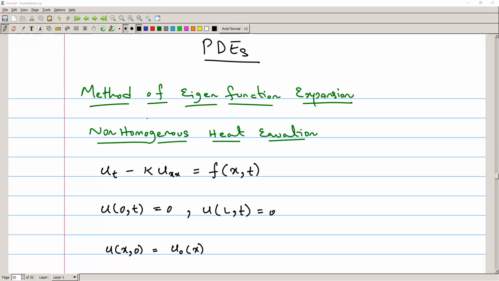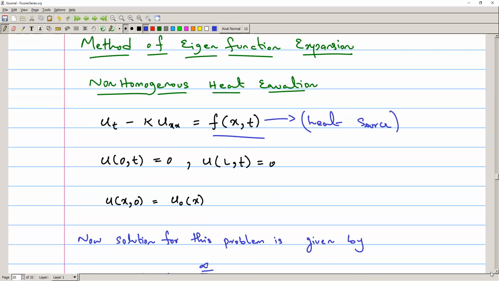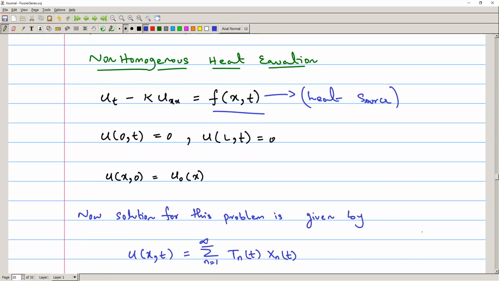So the idea is a heat equation is given, and you can see that it is a non-homogeneous heat equation with homogeneous boundary conditions, right? On the right hand side, we can see that there is a function of x and t that is a heat source. This is called heat source, right? This is a heat source applied on the rod, let's say, and then we are going to see the behavior of heat, right?